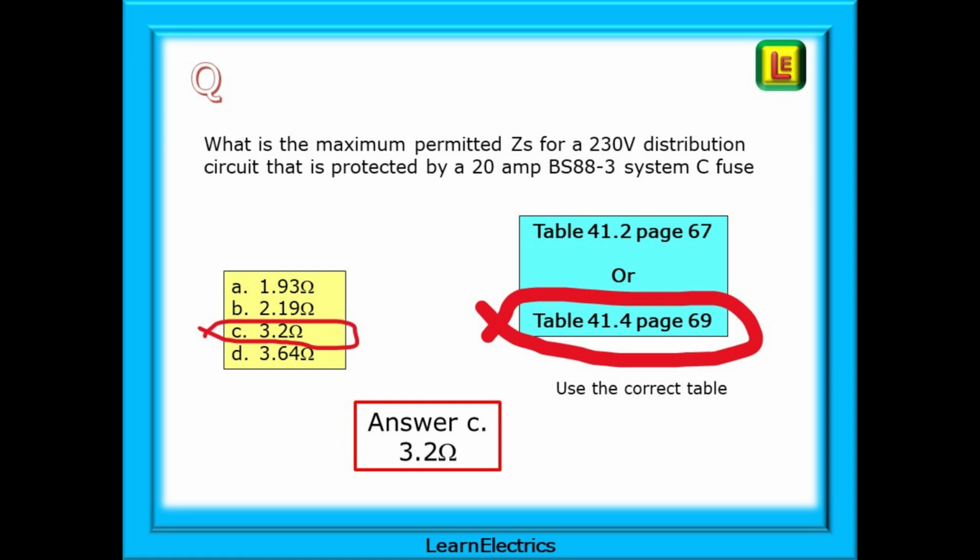Be aware that exam question setters will include possible answer choices that will appear correct if you choose the wrong table. They will include final circuit answers in a distribution circuit question. Unfortunately, the wrong table and the wrong choice don't make a right answer.